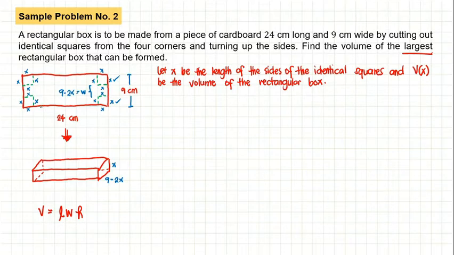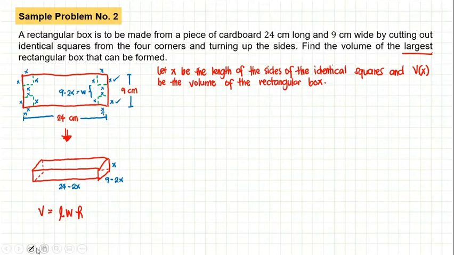And also, our length here is 24 centimeters. If we cut out these four squares, the two x's will be removed there. Therefore, we subtract 2x again from the 24, so that will become 24 minus 2x. So our length will become 24 minus 2x. We now have our length, width, and height.